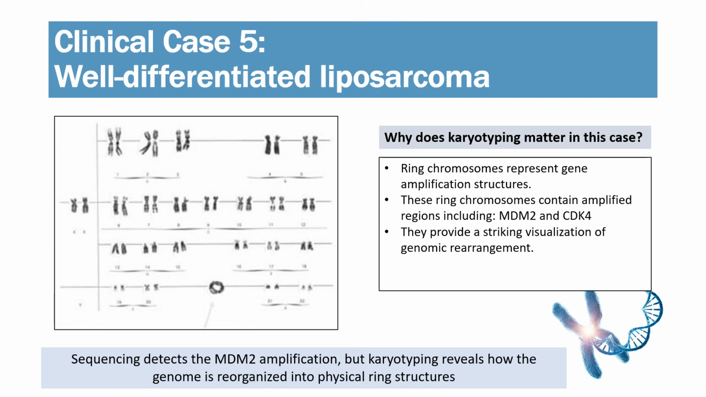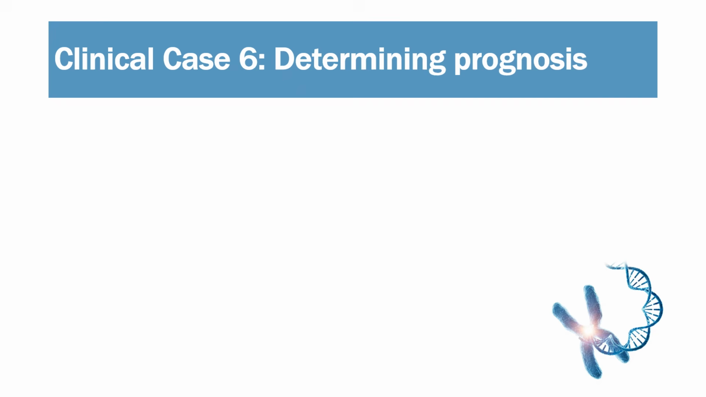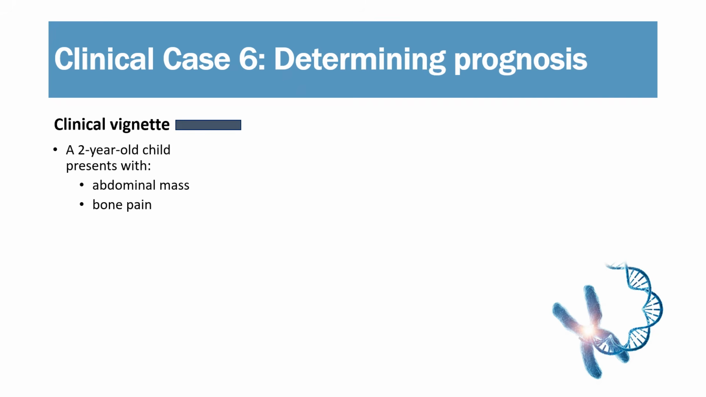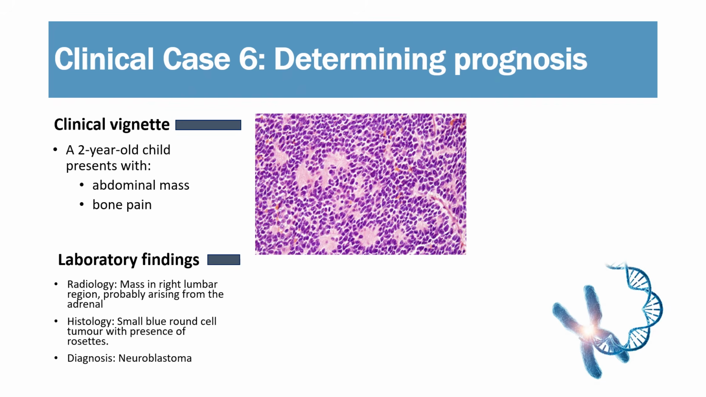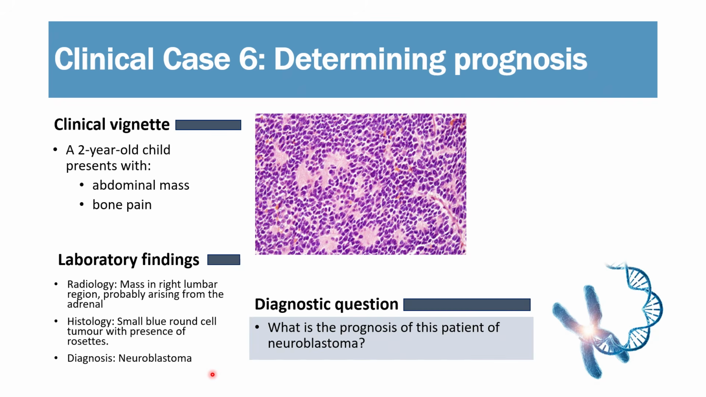Coming to the last case, this is a 2-year-old child who presented with an abdominal mass and bone pain. The radiologist found a mass in the lumbar region, probably arising from the adrenal. The histology was classic, where we found a small blue round cell tumor with the presence of Homer Wright rosettes. The diagnosis was not an issue here, it was a neuroblastoma.